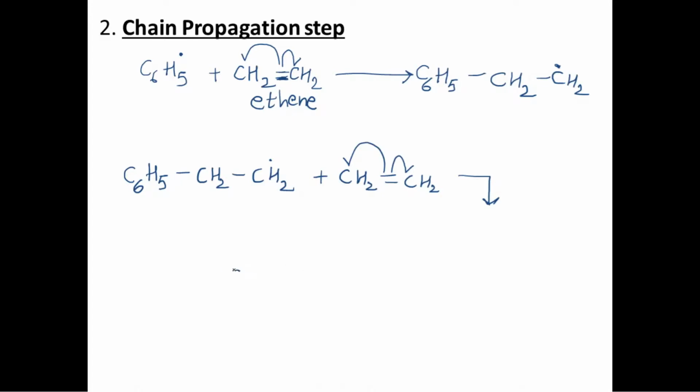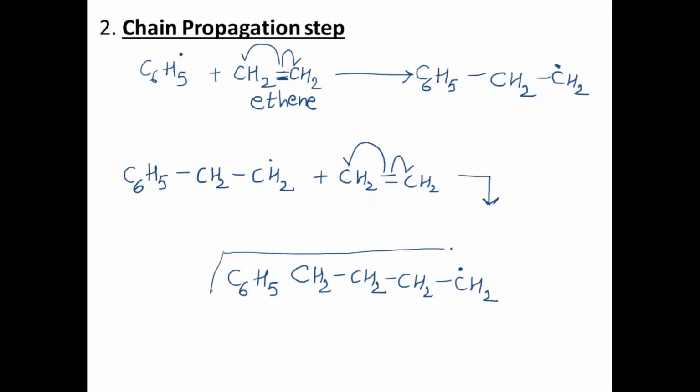So what will be the compound formed? C6H5-CH2-CH2-CH2-CH2. This carbon forms a bond with this carbon, and this carbon gets a free radical. So now this particular compound will go into the chain termination reaction. So now we proceed on to the chain termination step.